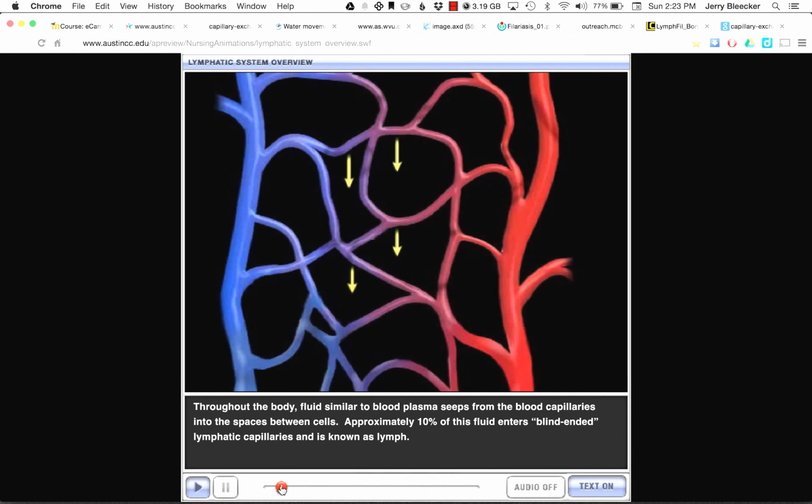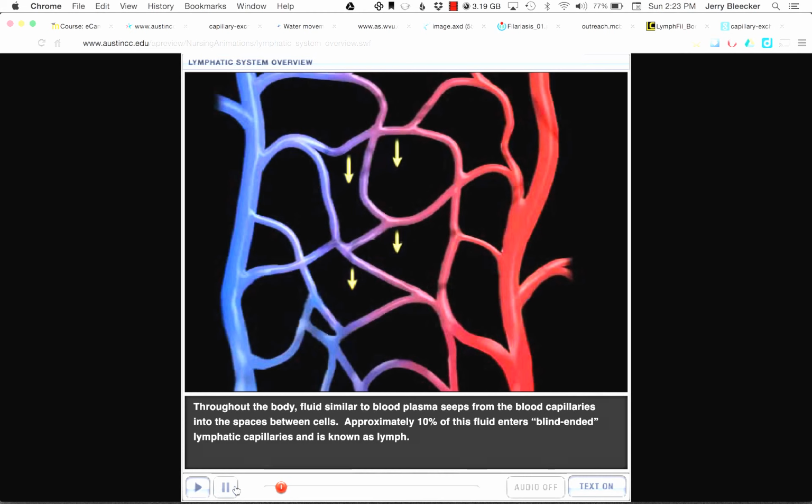Just going to move ahead a little bit. And this is a really important point in the lesson. When we look at the capillary exchange, when you go from arterioles and then you start moving into the capillaries here, is something you have to stop to consider.